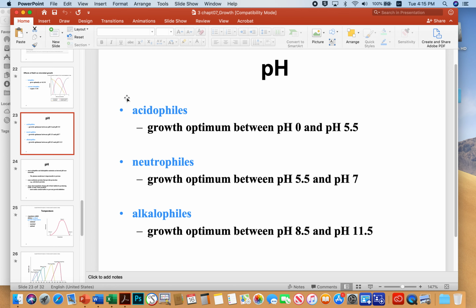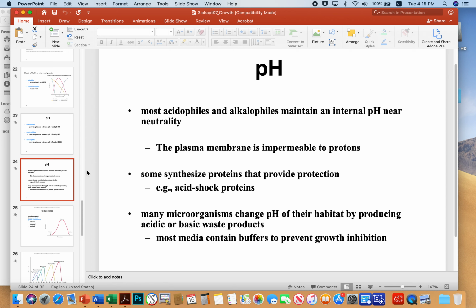And we also break microbes down into pH, as I talked about already: acidophiles, acid lovers, neutral lovers, and basic lovers. So how do these microbes deal with these acidic or alkaline environments? Well, most of them maintain an internal pH near neutrality, which is really interesting. Even if you're living in an acid environment or an alkaline environment, they tend to try to keep everything near neutral.